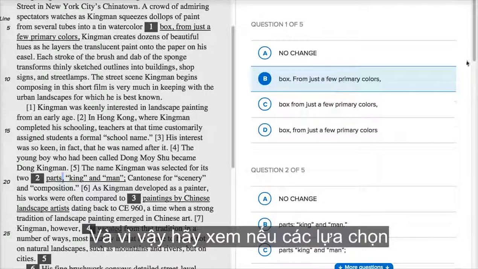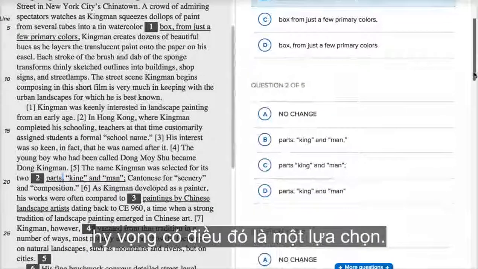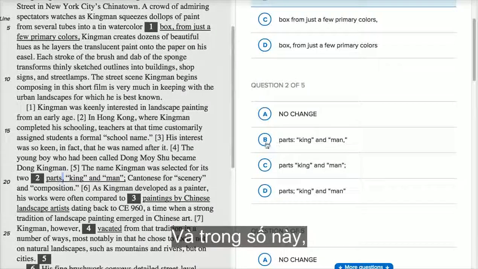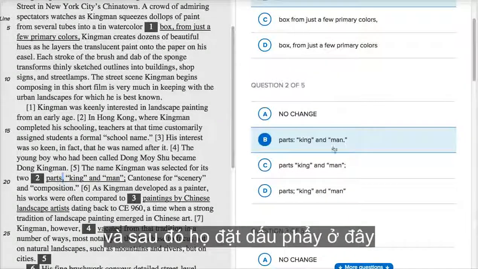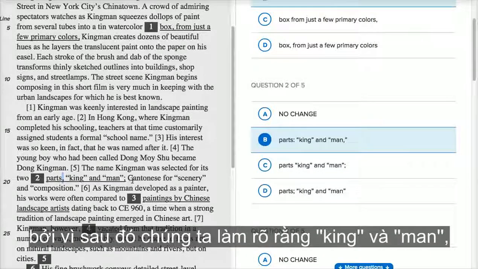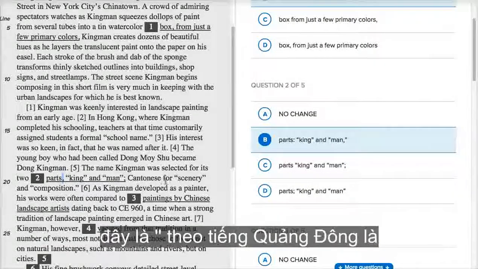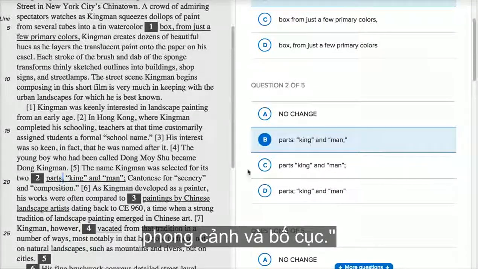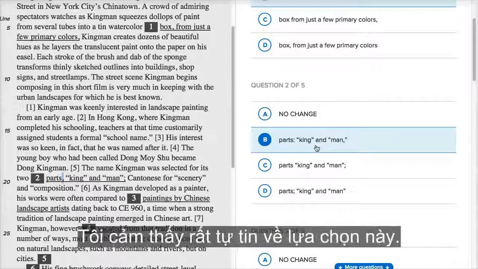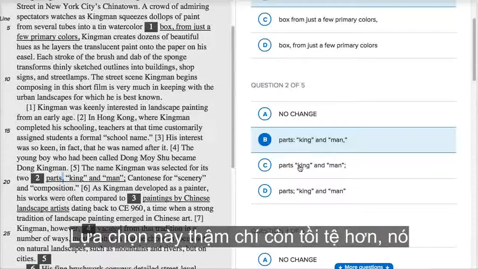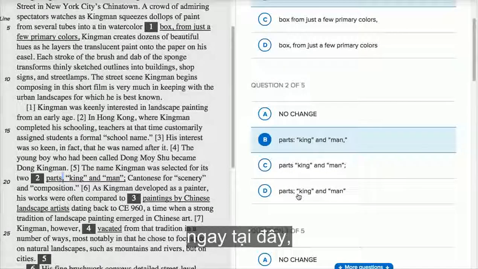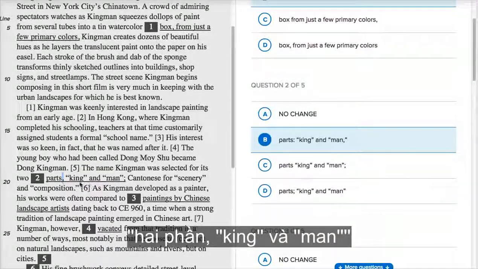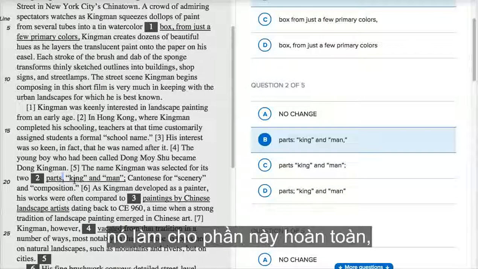And so let's see if the choices hopefully have that as an option. Out of all of these, it looks like this one actually does. It says two parts, king and man, and then they put a comma here because then we clarify that king and man are Cantonese for scenery and composition. So this one feels very good. I feel very confident about this one. This one is even worse. It kind of gets rid of that comma. This one gets a semicolon right over here. Two parts, king and man. Semicolon's kind of too strong of a.